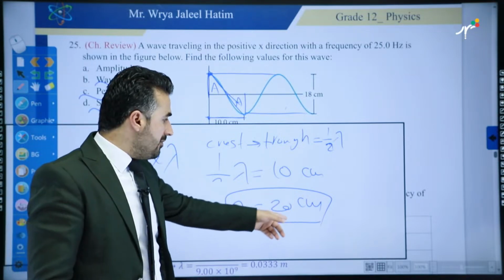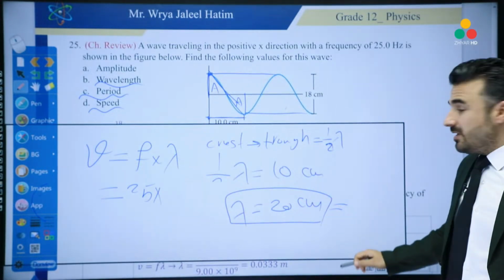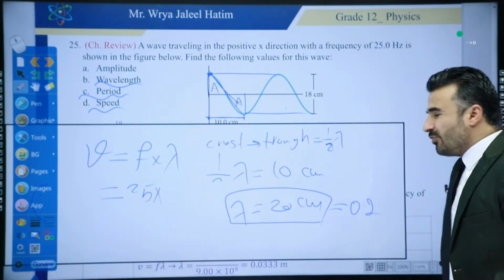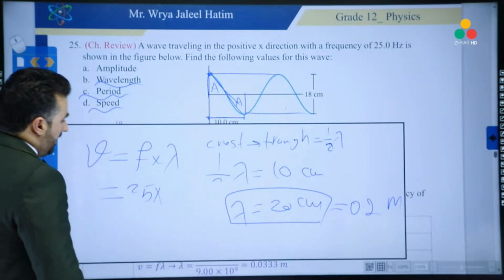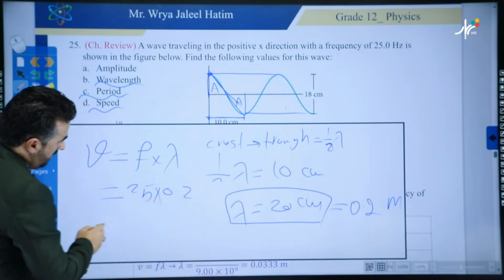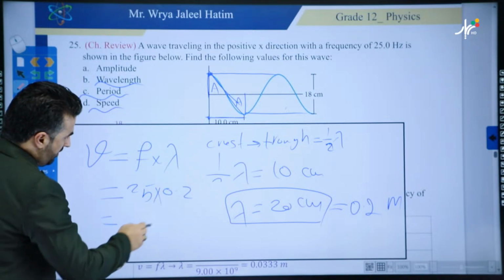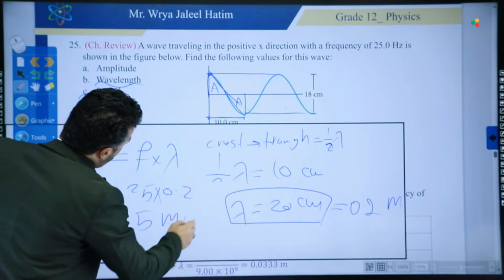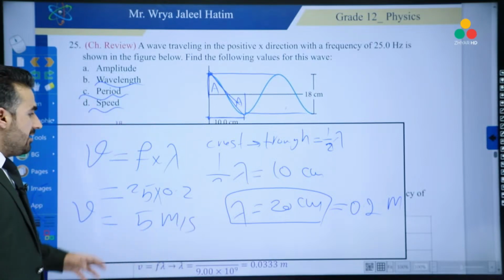We did find the wavelength as well, but remember this is 20 centimeters. We don't use centimeters, we'll use meters. So in this case, it's going to be 0.2 meter. Now 25 hertz multiplied by 0.20 is equal to 25 times 2, that is 50. With one decimal, it is going to be 5 meters per second, and that is the speed of the wave. This is how it is done.